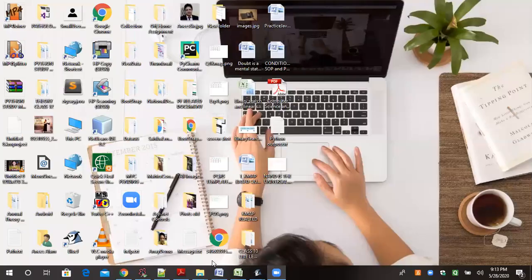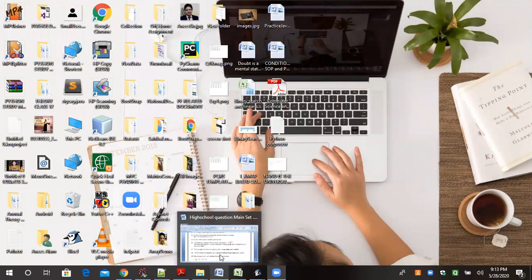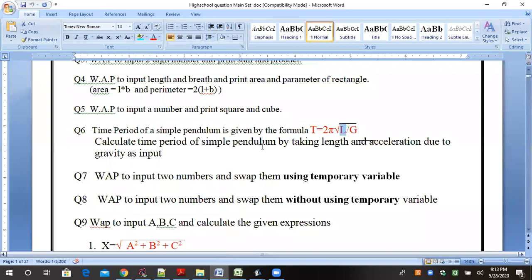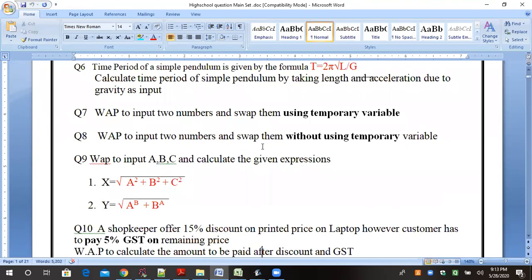Let me check which is the next question. One more question I will discuss. Then you can try this question by yourself. If you face any problem, please let me know. Now, I want to discuss these two questions.